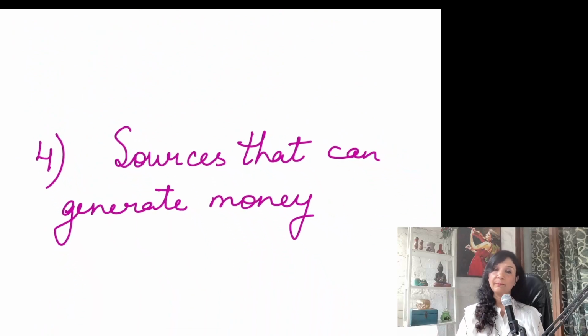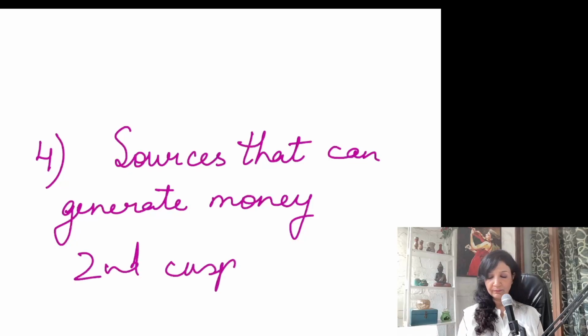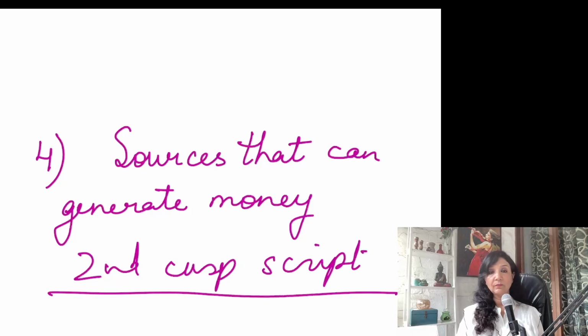Now, fourth step, sources that can generate money. This is a very important point. What sources can help you in generating money? So in this, you will check the second house cusp script and see what houses are involved.